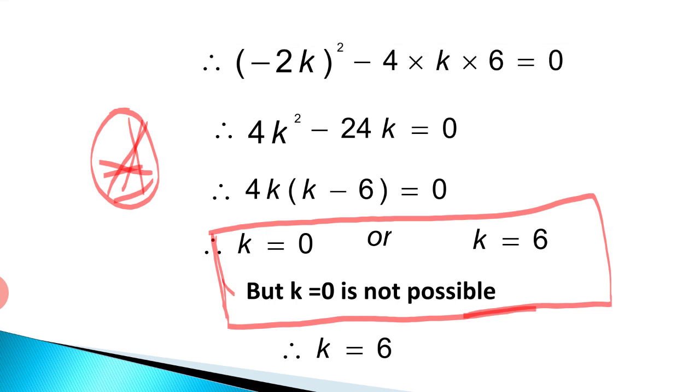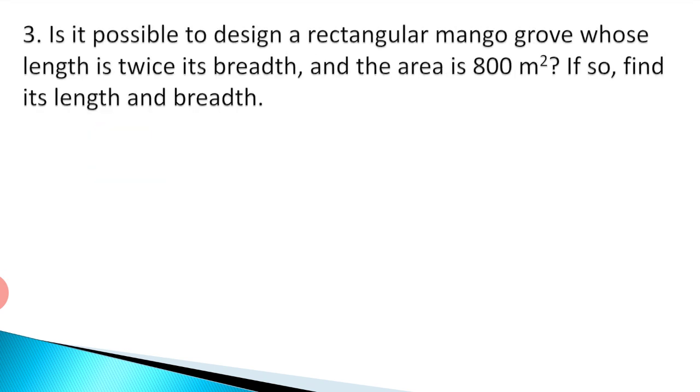Let us go to the next question now. Is it possible to design a rectangular mango grove whose length is twice its breadth and the area is 800 meters square? If so, find its length and breadth. So first they are asking us to check whether it is possible. How can we check whether it is possible? Naturally we will get an equation and we will see whether we can have a solution for that equation. If we get a solution, that means the situation is possible. If we do not get a solution, the situation is not possible.